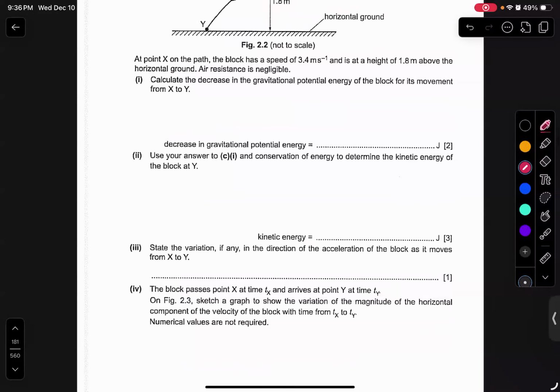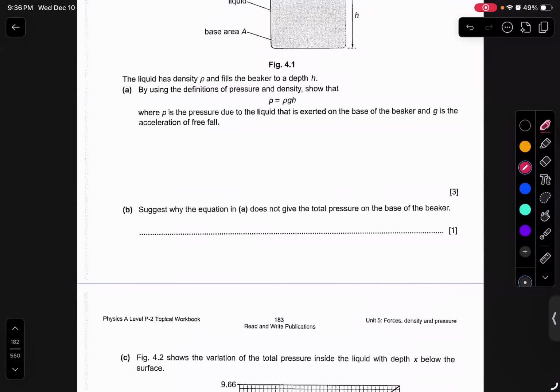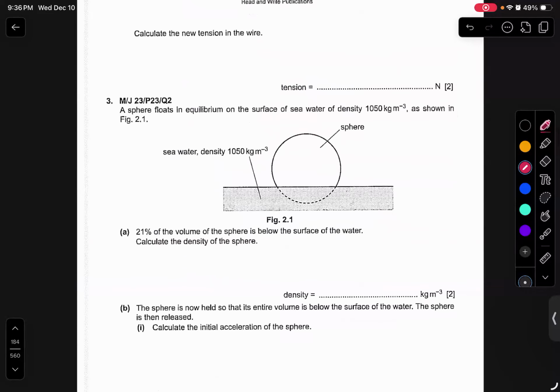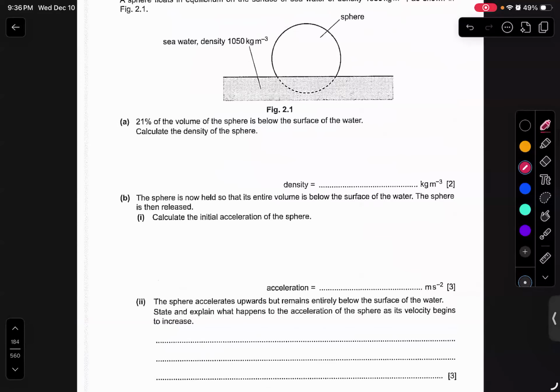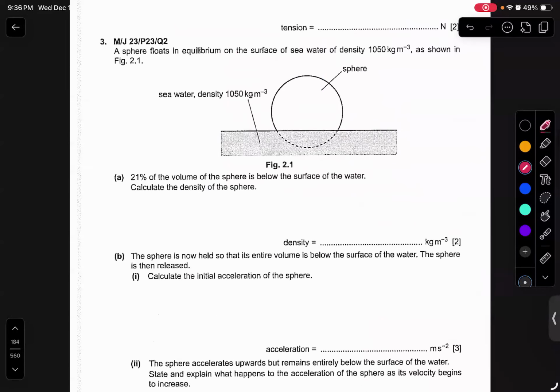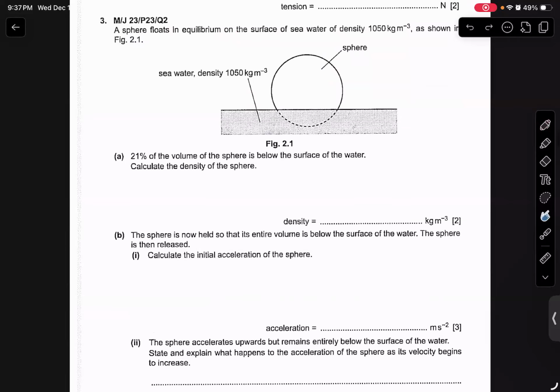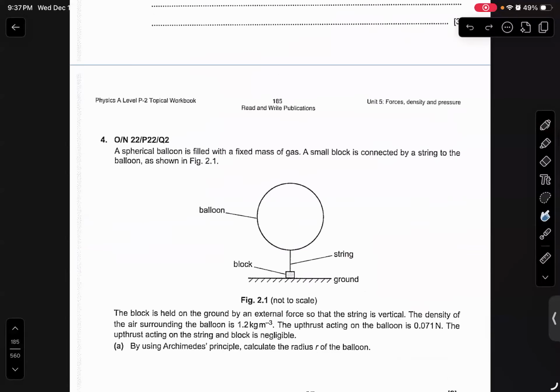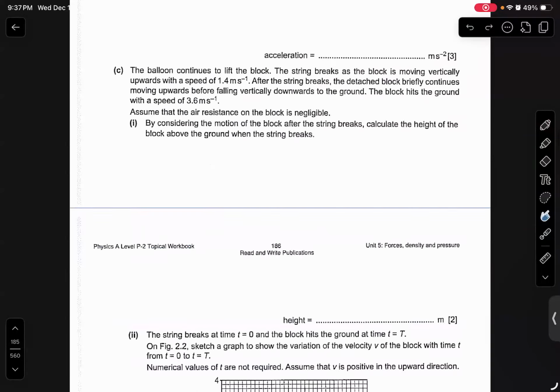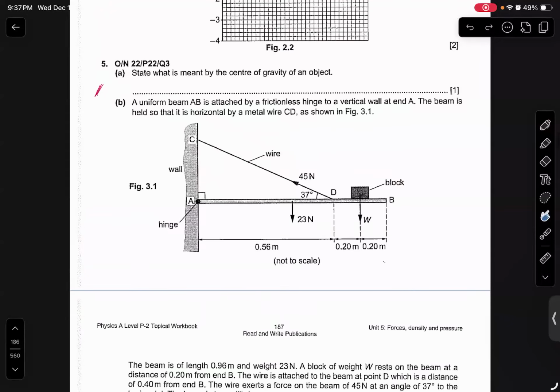This is related to work, power, energy. We haven't done that yet, so we'll skip this. We haven't done this as well. Again, it's related to upthrust. You get these kinds of questions where only a certain portion of the ball is submerged, and then you've got to calculate the upthrust, or the density of the ball or the volume. That's where we've got to spend a little time on upthrust. Slightly complicated topic.